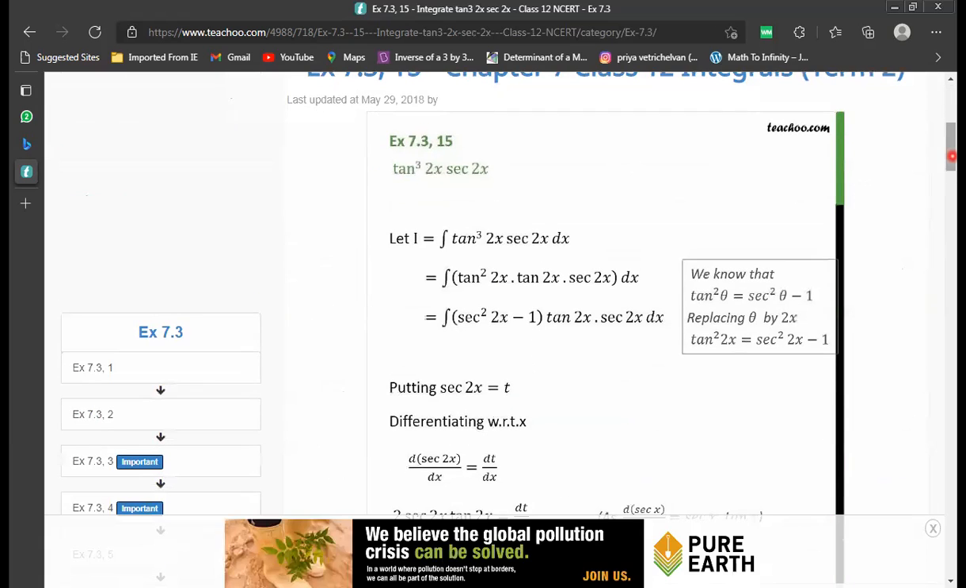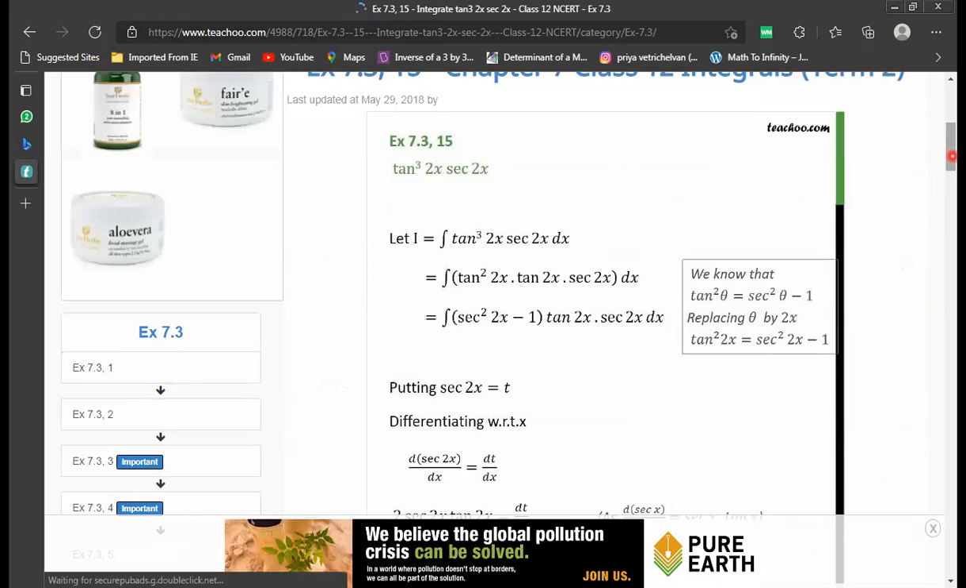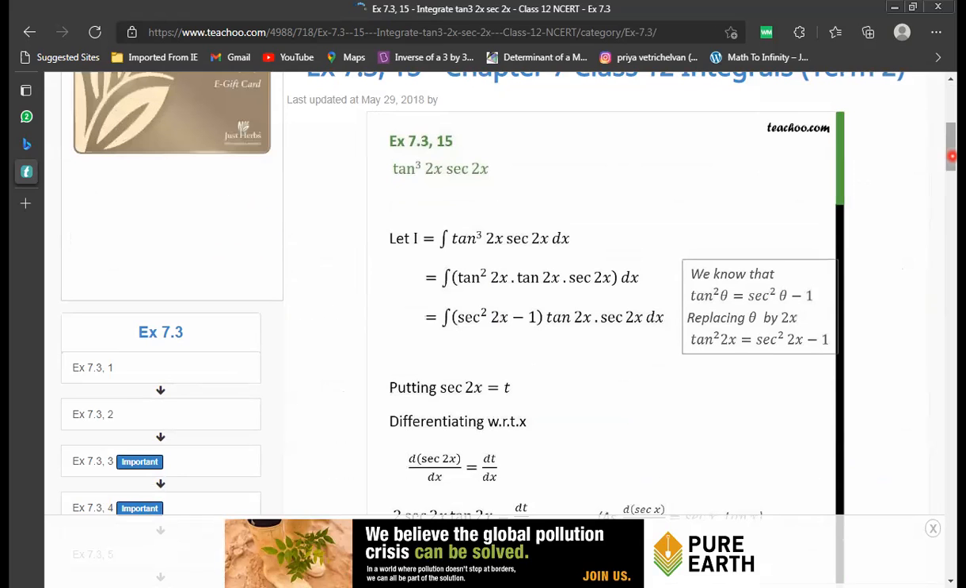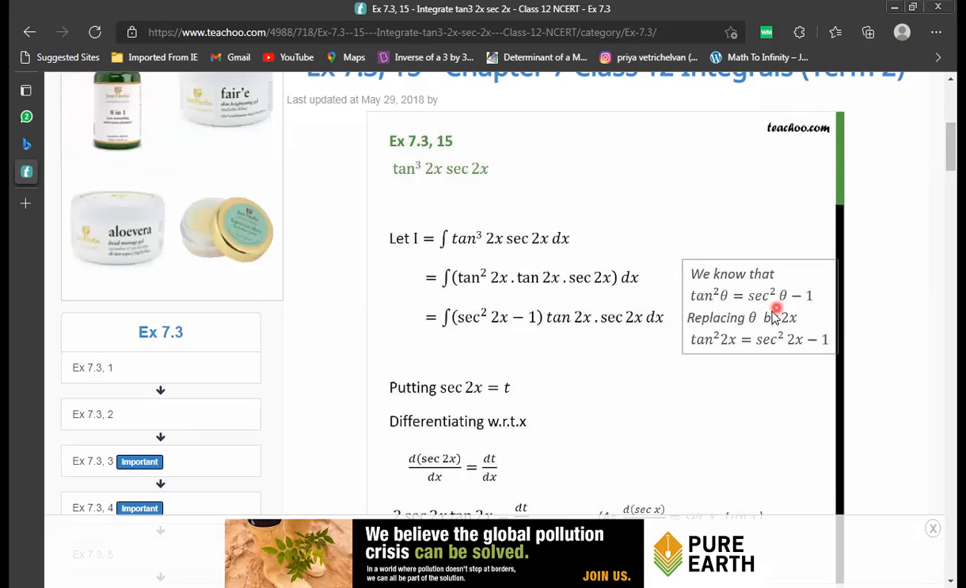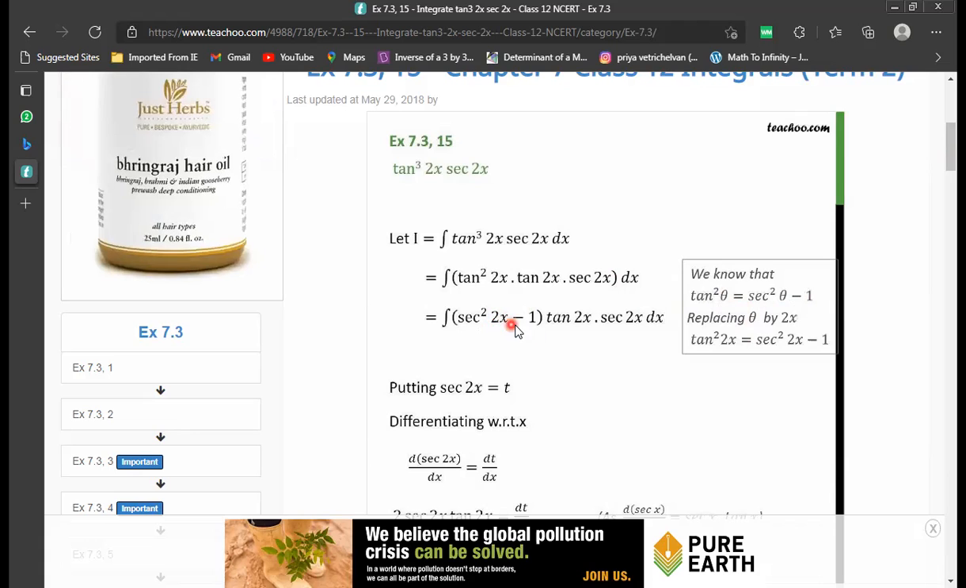Tan cube 2x into secant 2x. We don't have any formula for the integration of tan square or tan cube theta. We can split tan cube theta as tan square theta into tan theta. Just rewrite tan square theta as secant square theta minus 1. That's what we are doing over here.